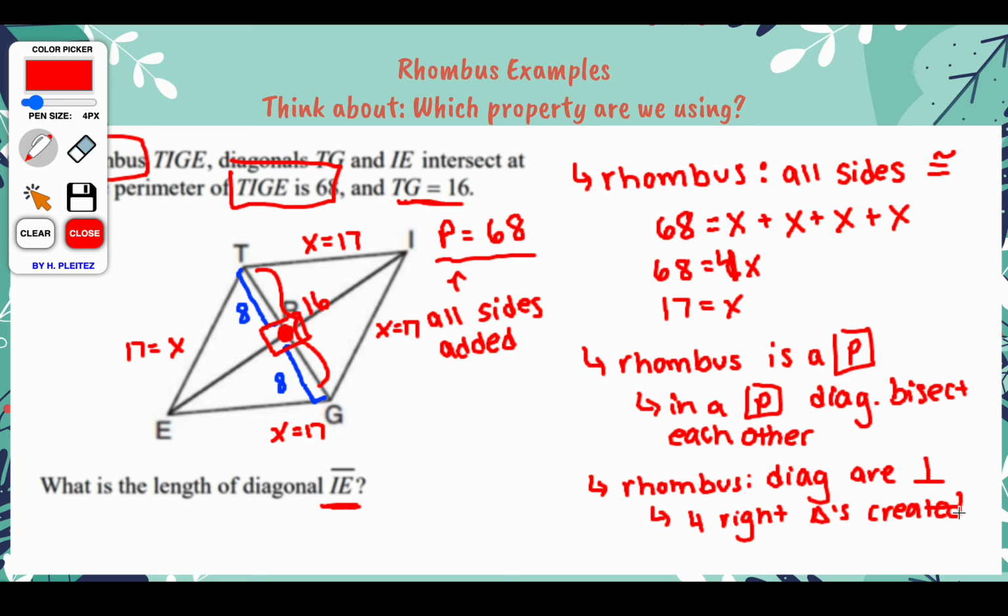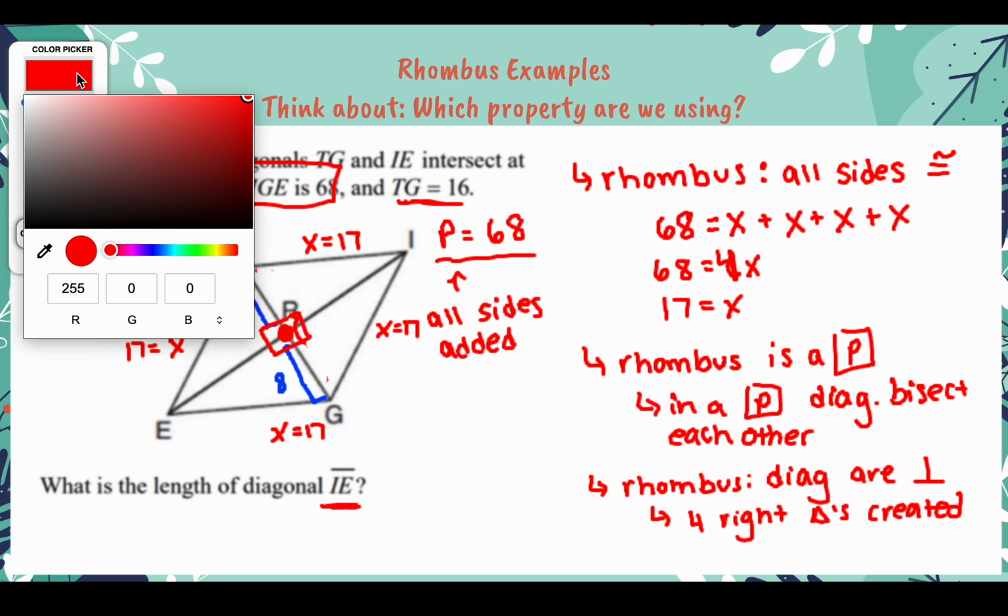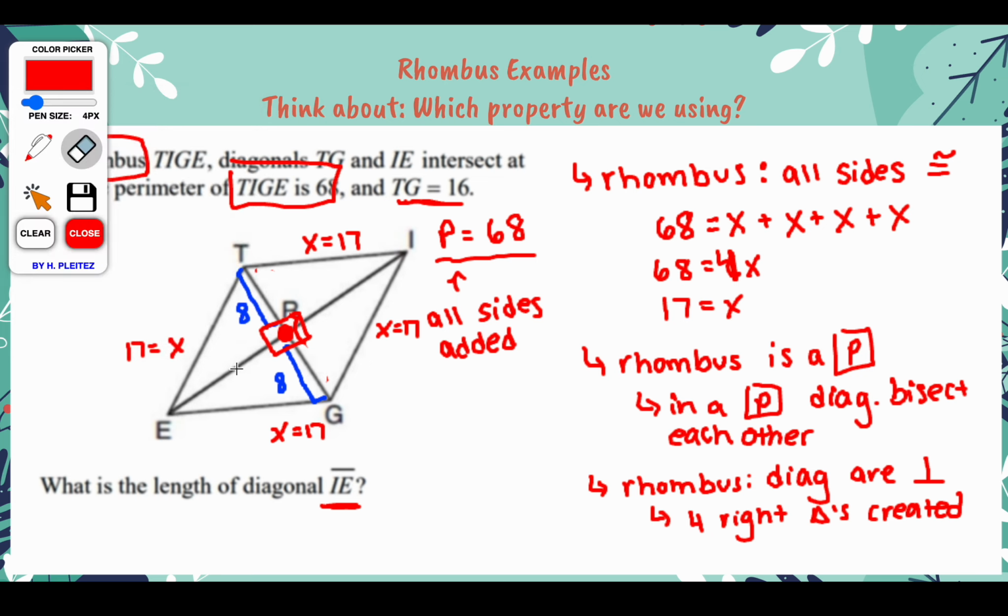It might give you an extra piece of info where you're like, oh, I know what to do now. And in my diagram, I'm going to erase that TG is 16, because just seeing the 8 and 8 is enough for us right now. Okay. Now let's see if we can do anything here. So we want the length of diagonal IE. So we're looking for this entire measurement right here. Now I don't think we can solve for it right away, but we might be able to solve for part of it first.